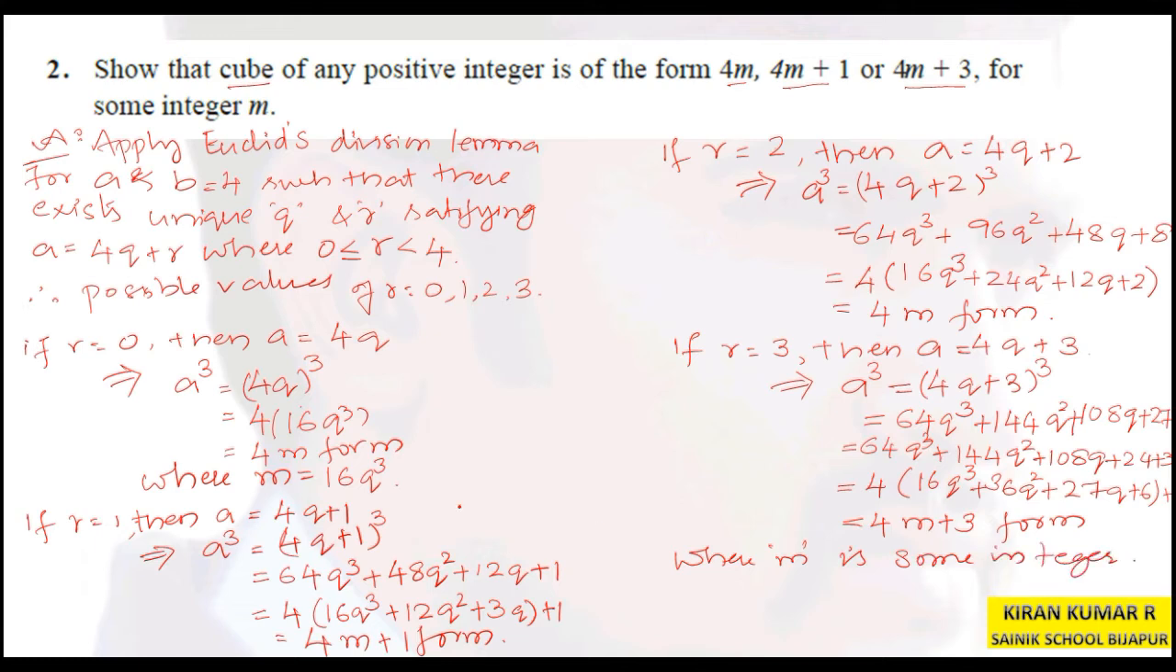We have observed that it becomes 4m form when r value is 0 as well as 2, or it becomes 4m plus 1 form for r equal to 1, and 4m plus 3 form for r equal to 3.